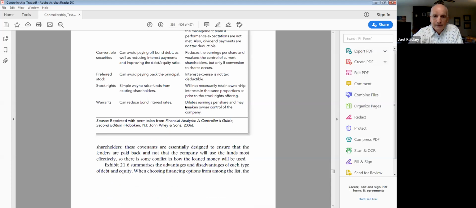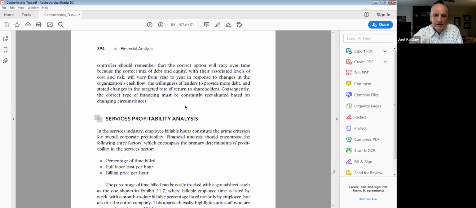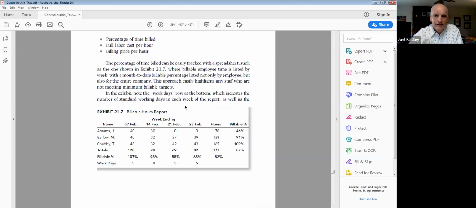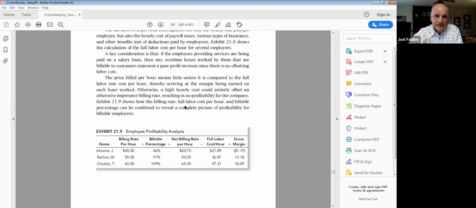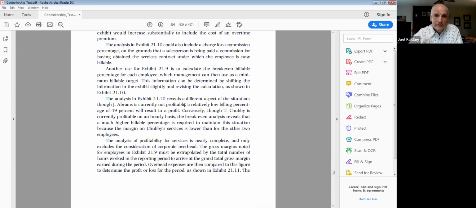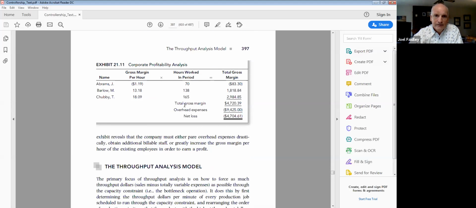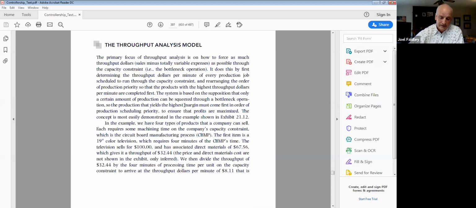All right. Services, profitability analysis. All of this is stuff that you look at really from, it's surprising that it's in here as an accounting text, but really it's very relevant. And I'm skipping through that part, but let's look at the throughput analysis model. Probably the last thing I look at before I look at the additional assignment. You need to read that, and what they're saying here, they're going to compare, I think, 4 types of products. There it is, 4 types of products that a company can sell.